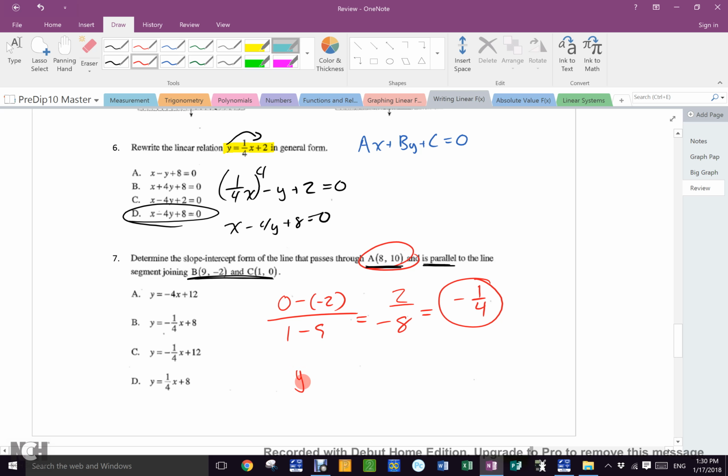So y minus 10 equals my slope, x minus 8. But I need slope-intercept form, so I got to get y by itself. So y by itself with no brackets. Y minus 10 equals negative 1/4 x plus 2, because 1/4 of 8 is 2. Then bring that 10 over. What happens to it? It's negative, so it becomes positive. So I get y equals negative 1/4 x plus 12. C.